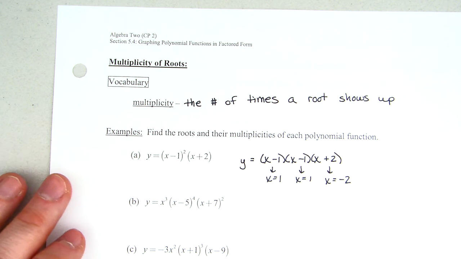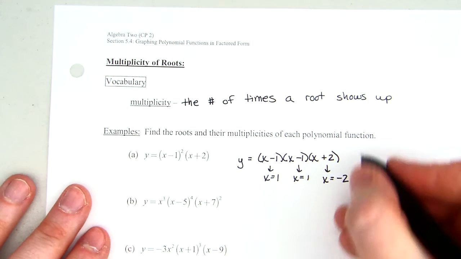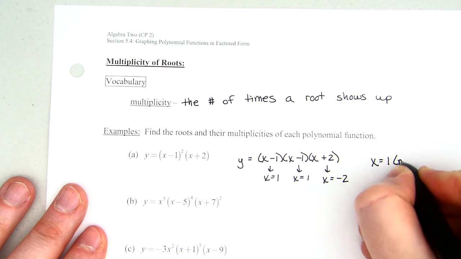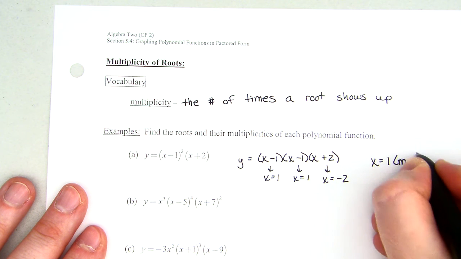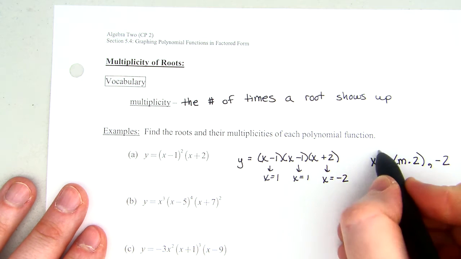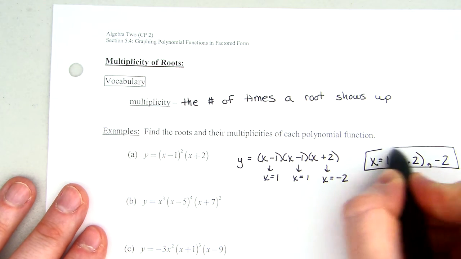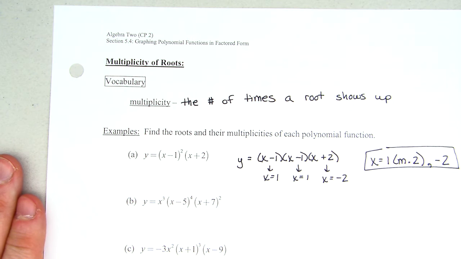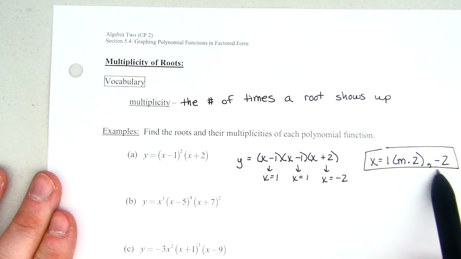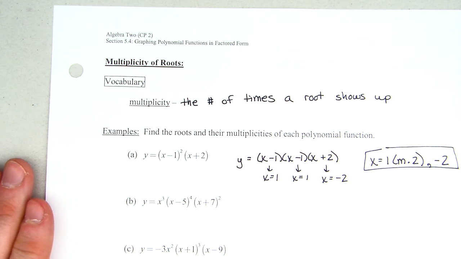Rather than writing it twice, though, the better way we can write this is we can say x equals 1 with a multiplicity of 2 and -2. Those are my roots with their multiplicities. And if you don't say a multiplicity, it's implied that the multiplicity is 1. So it's basically like the multiplicity of -2 is 1.